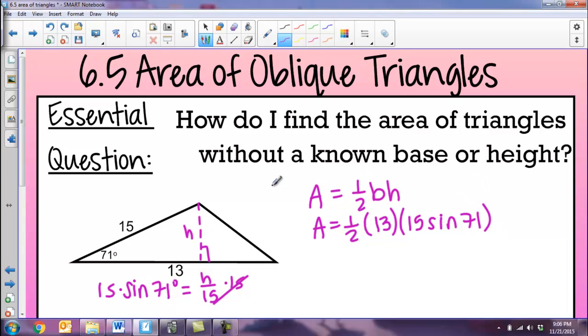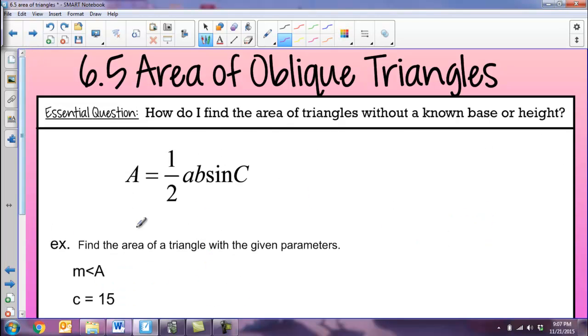And this looks very, very similar to the formula that we are given on our formula chart that helps us find the area of oblique triangles, and it's right here. The area of a triangle equals 1/2 ab sine C. Okay, and so the most important part here is that these letters are interchangeable, but this angle right here is the angle between the two known sides.